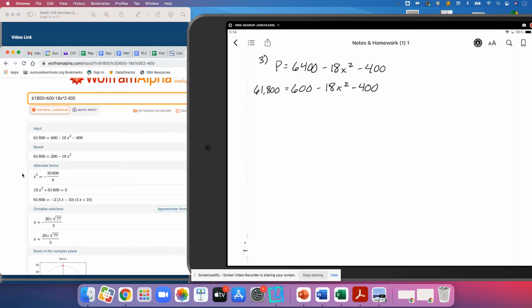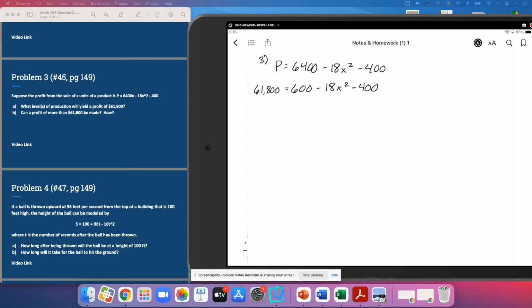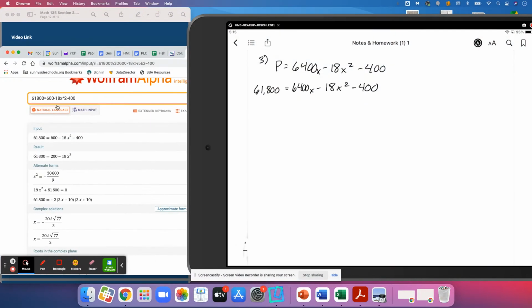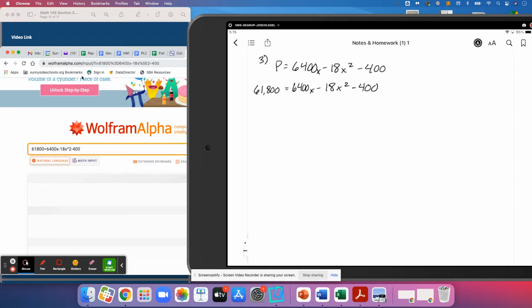Let me take a moment to make sure I copied that correctly. A small typo, everyone, can sometimes make a big deal. On my writing over here, I forgot the x after the 6,400. And then also on the next line down, I wrote 600 instead of 6,400. So be careful as you transcribe things, because sometimes, like I just did, a silly little mistake can make a big deal. So that should be better.